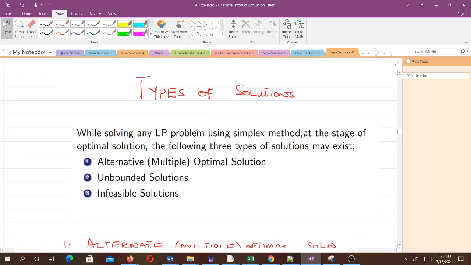So I said when we solve an LP problem using a simplex, we can have three types of solution, right? So we can have what we call the alternative or multiple optimal solution, unbounded solution, and infeasible solution, right? So with the alternate or multiple optimal solution, it means that we have been able to find an optimal solution to the problem, but we can have an alternate solution to that solution, or we can have multiple solutions to that problem.